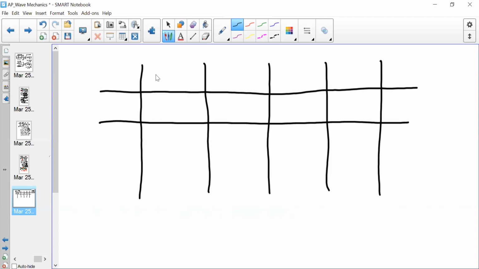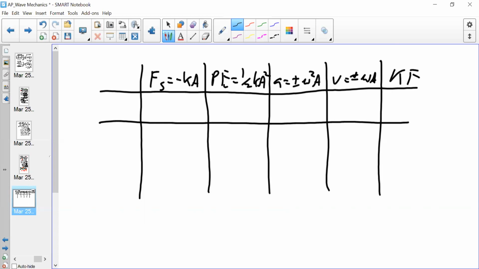I just want to make my little chart here. Fs is negative Ka, where A is delta X. Potential energy is 1/2 Ka squared, or 1/2 k x squared. Acceleration is plus or minus omega squared A. Velocity is plus or minus omega A. And kinetic energy is 1/2 mv squared, or 1/2 m omega squared A squared.